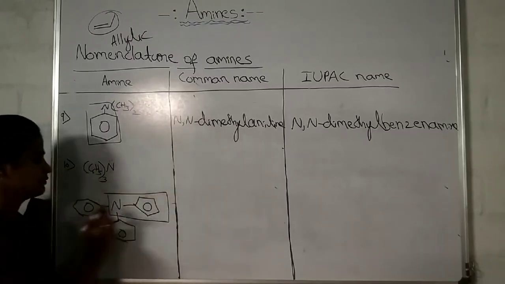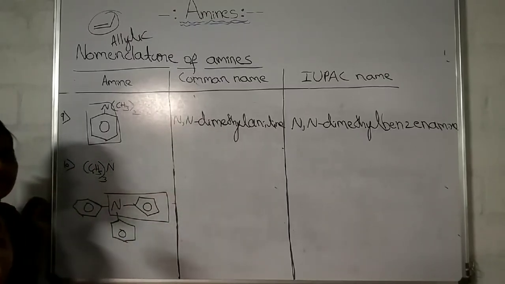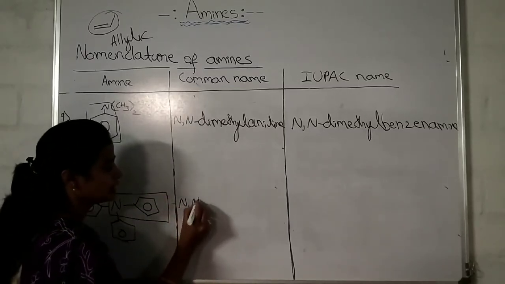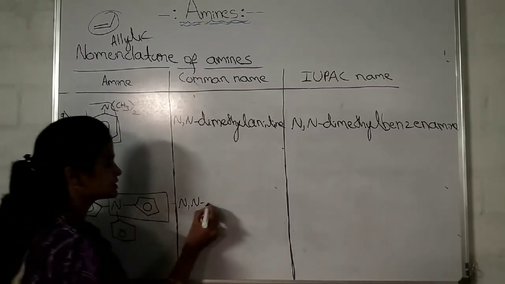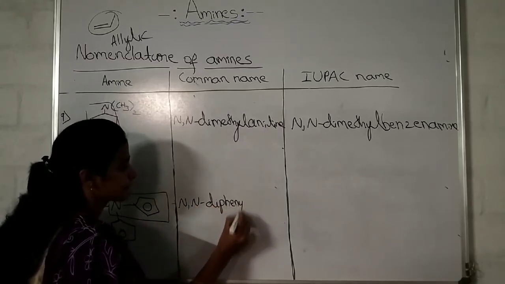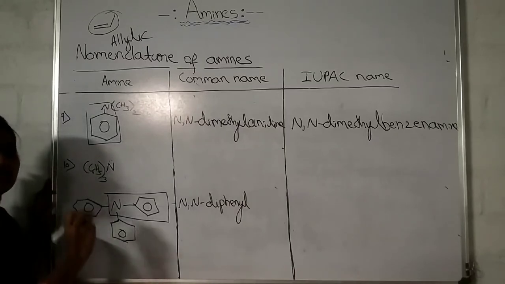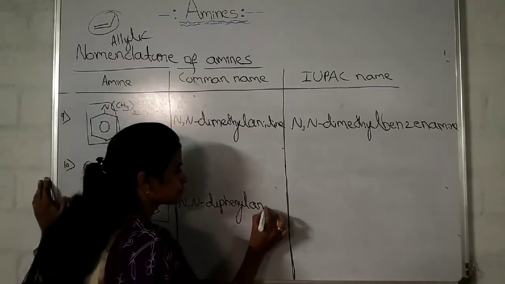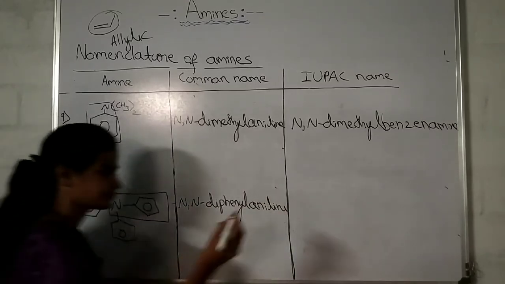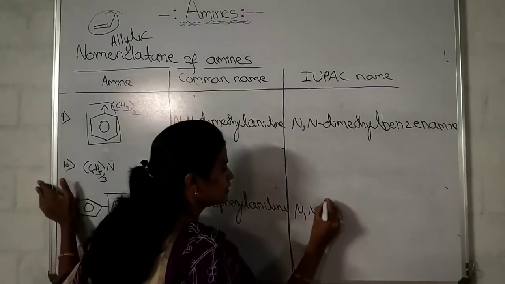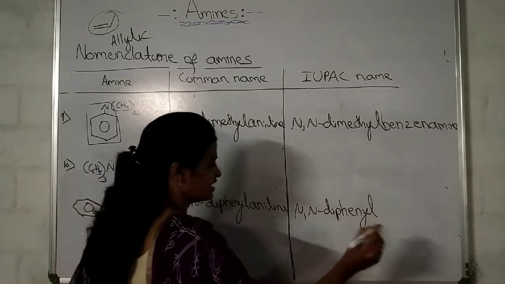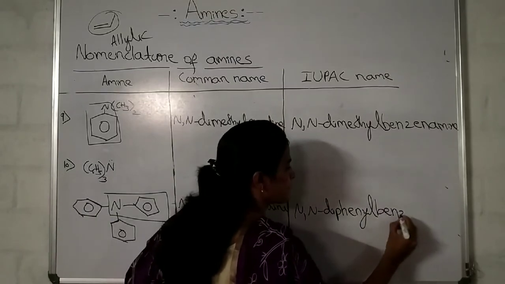In the common system, whenever you are taking the benzene ring as a substituent, you have to take it as a phenyl group. Therefore, N,N, 2 phenyl groups are there. Diphenyl, N,N-diphenylaniline. What is the IUPAC name? N,N-diphenylbenzenamine.